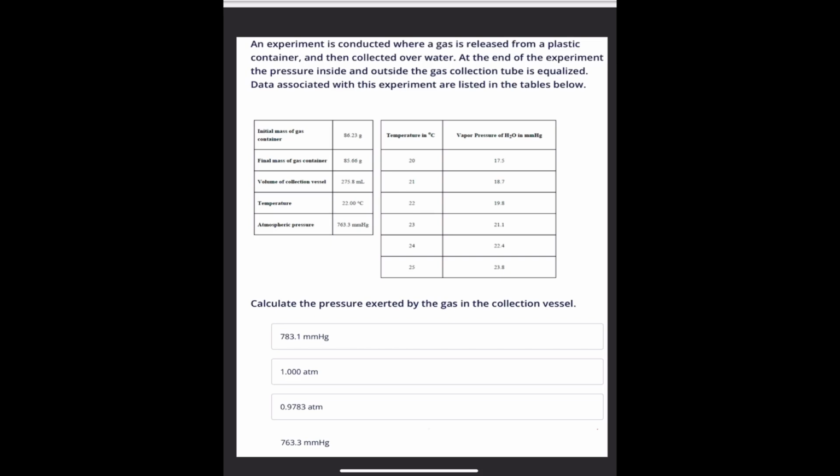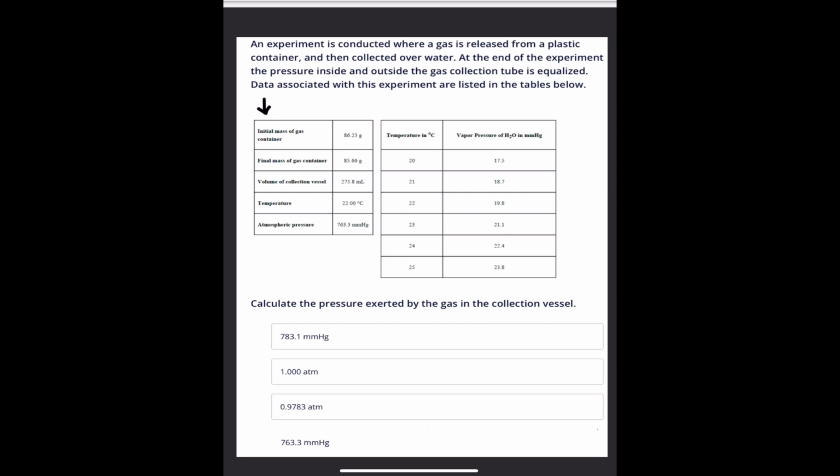Let's take a look at this AP chemistry question. So let's understand what is going on here. We have an experiment where gas is released from a plastic container, then collected over water. At the end of the experiment, the pressure inside and outside the gas collection tube is equalized. And then we have data for the experiment listed in this table here. Our job is to calculate the pressure exerted by the gas in the collection vessel.